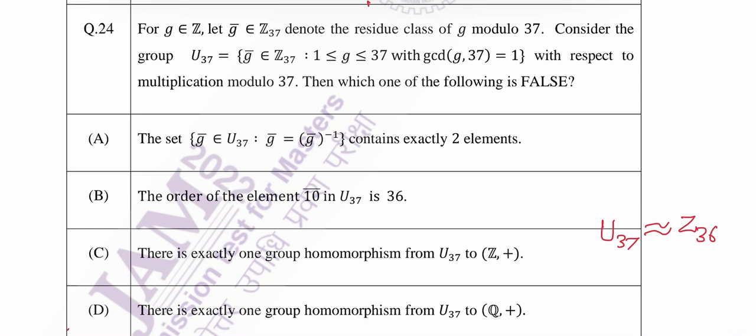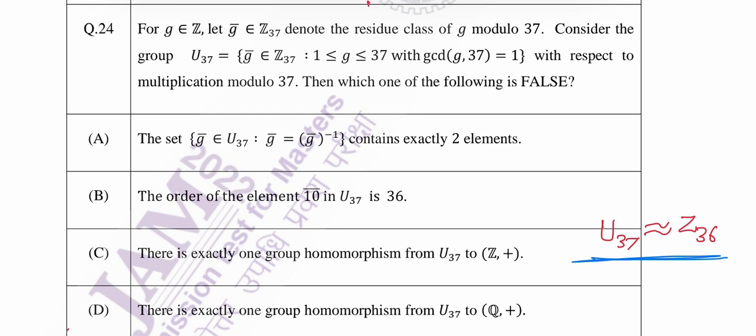So now I go for option A. What does this relation mean? This relation means that these two groups have the same characteristics. But there is one difference, and you have to keep that in mind. The group operation of U37 is multiplication, but the group operation of Z36 is addition.